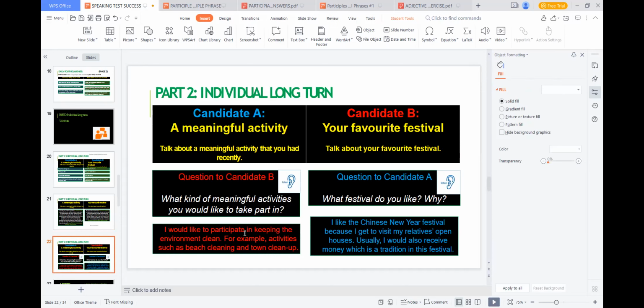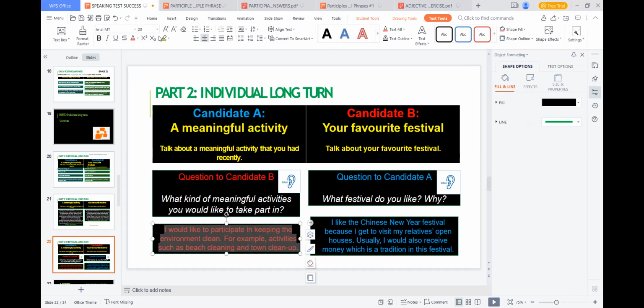I would like to participate in keeping the environment clean. For example, activities such as beach cleaning and town cleanup. Okay, I think red is very, sorry, I used the wrong color. So I think maybe, oh, no, not this one. Easier. Okay, easier to look at.